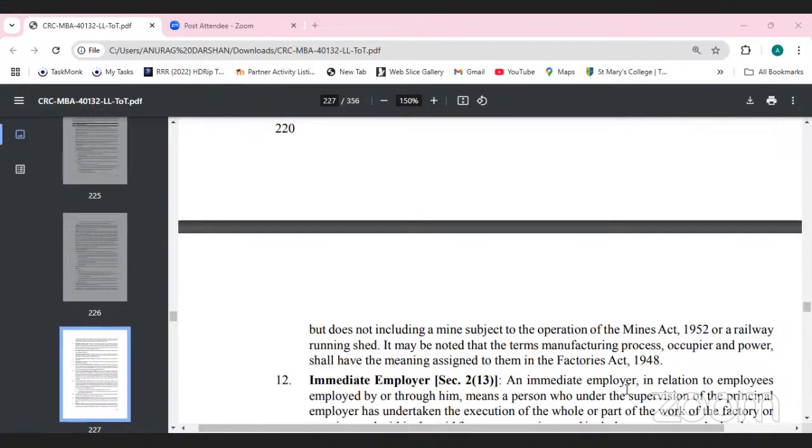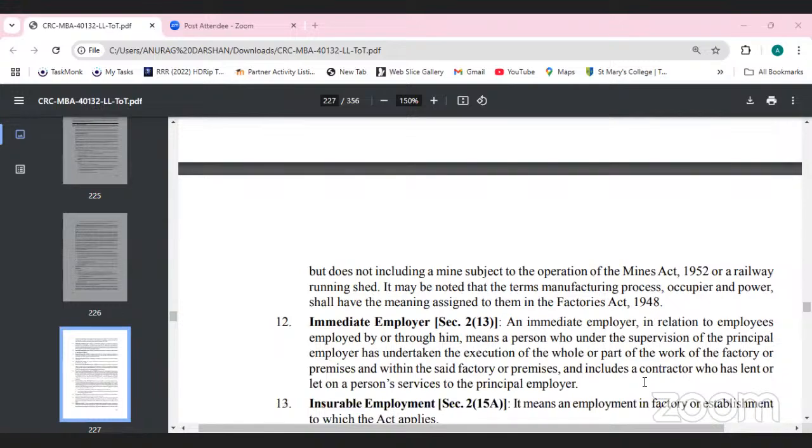And who is an immediate employer in relation to the employees employed by or through him? It means a person who, under the supervision of the principal employer, has undertaken the execution of the whole or any part of the work of a factory or premises. And this is within the said factory premises, and it includes a contractor who has lent or let on a person's service to the principal employer.